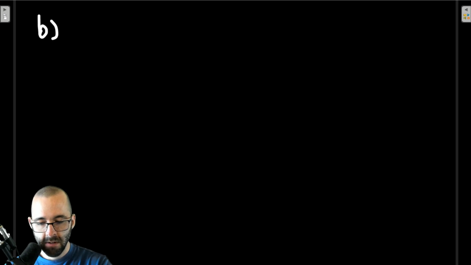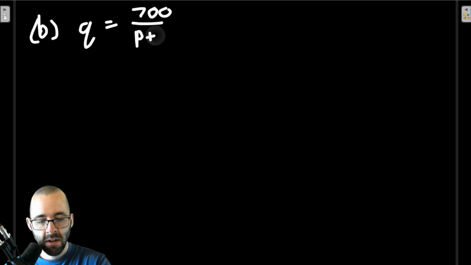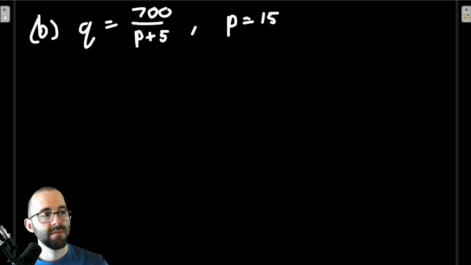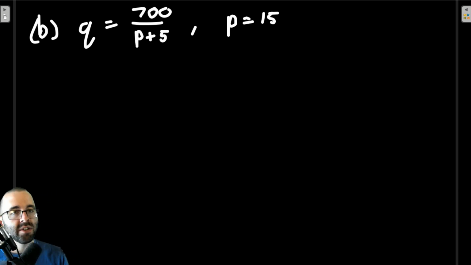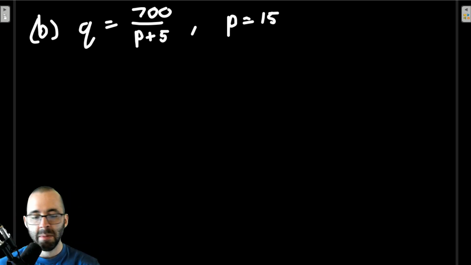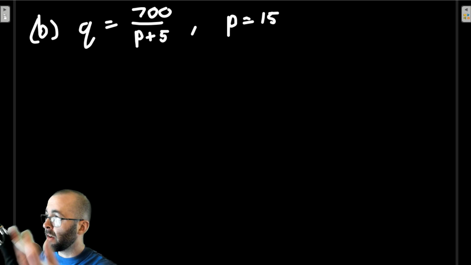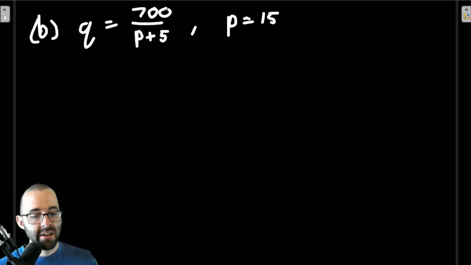Part B. Q is going to be 700 divided by P plus 5. We're curious about when the price is 15. So again, we just need to use the definition, calculate a bunch of stuff, and see, is our answer bigger than 1 or smaller than 1?